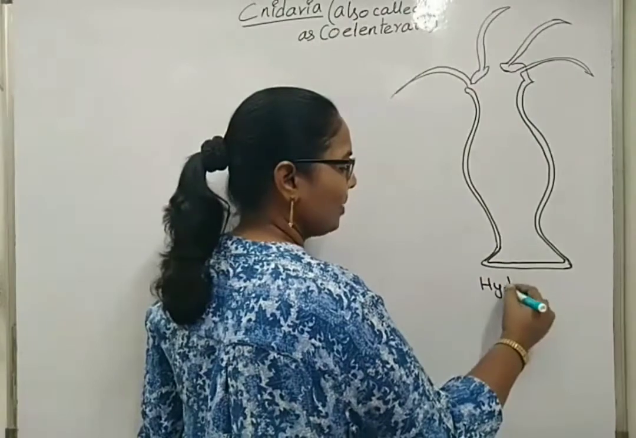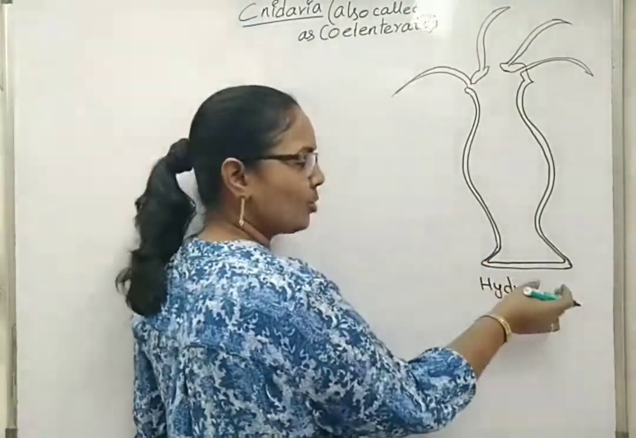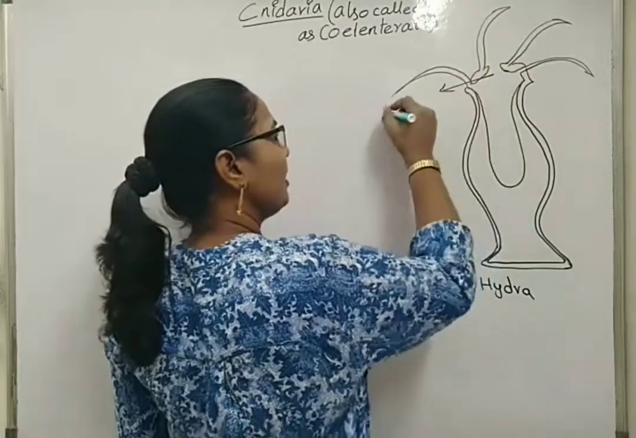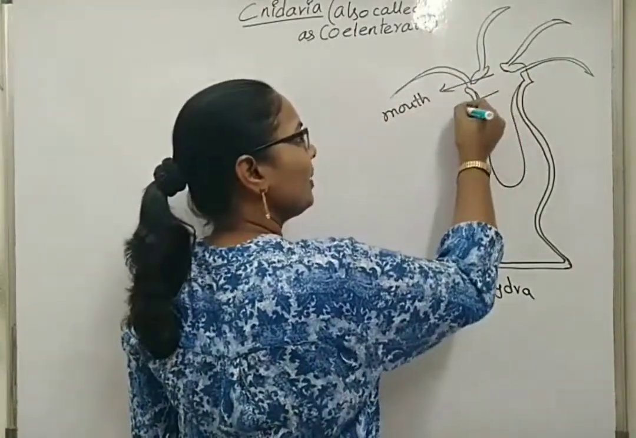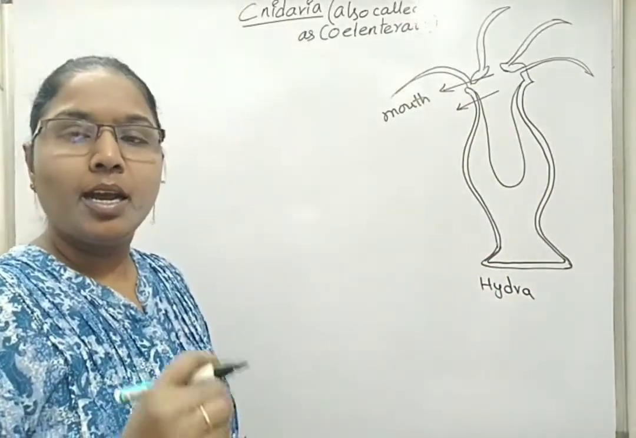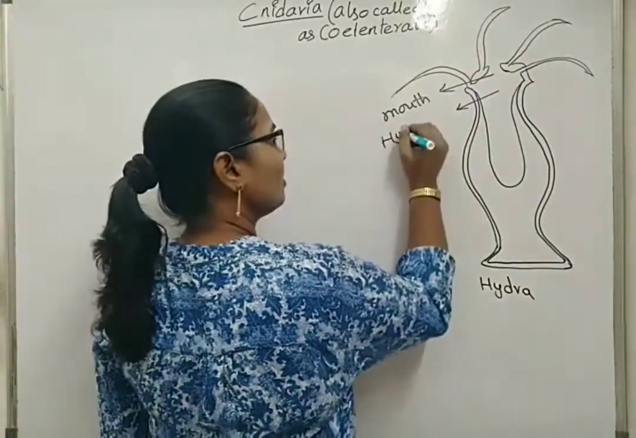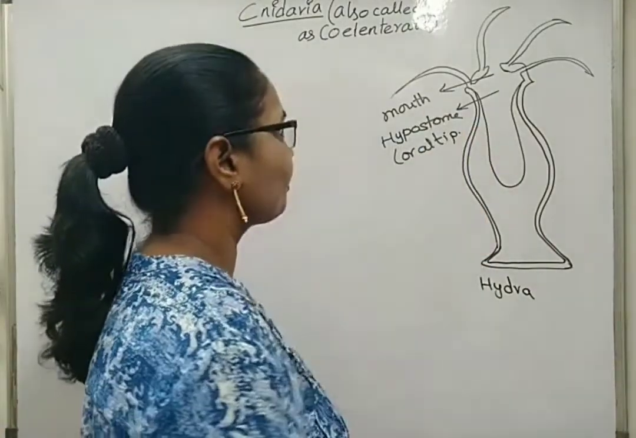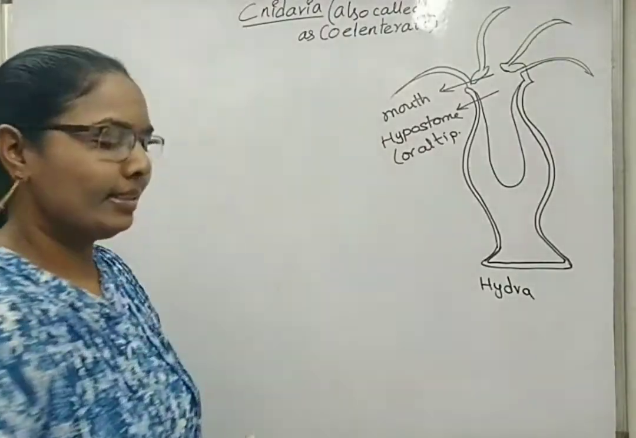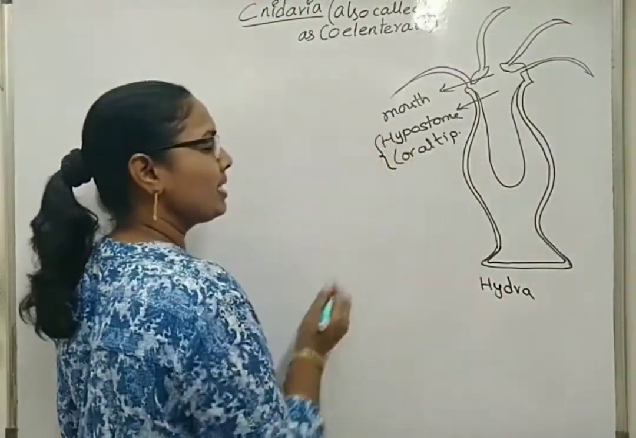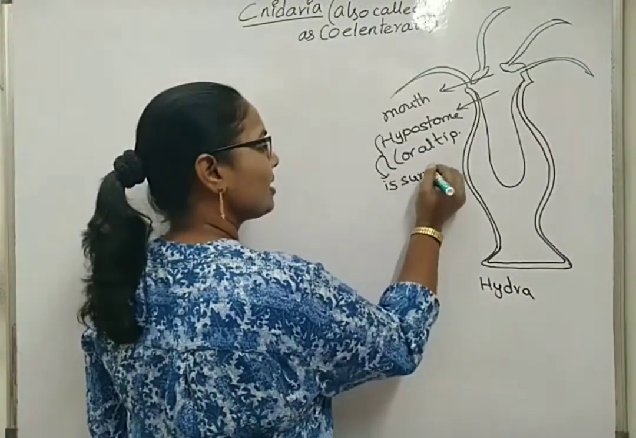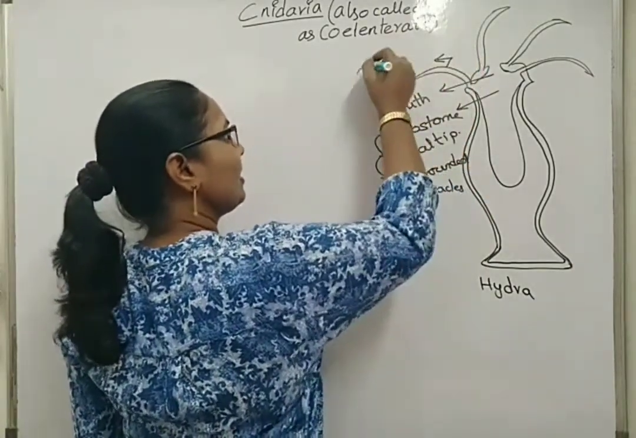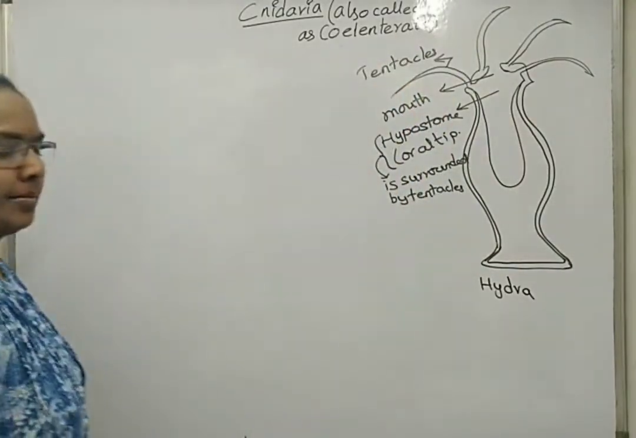When we take Hydra as an example, Hydra holds its base to the substratum. This will be the complete body, and here will be the coelenteron. This is termed as mouth, labeled as mouth. Here will be the oral tip, which is called as hypostome. Mouth is located on the hypostome. Hypostome is considered as oral tip. So, this mouth is surrounded by the tentacles. And simultaneously, hypostome is also surrounded by tentacles. These are labeled as tentacles.